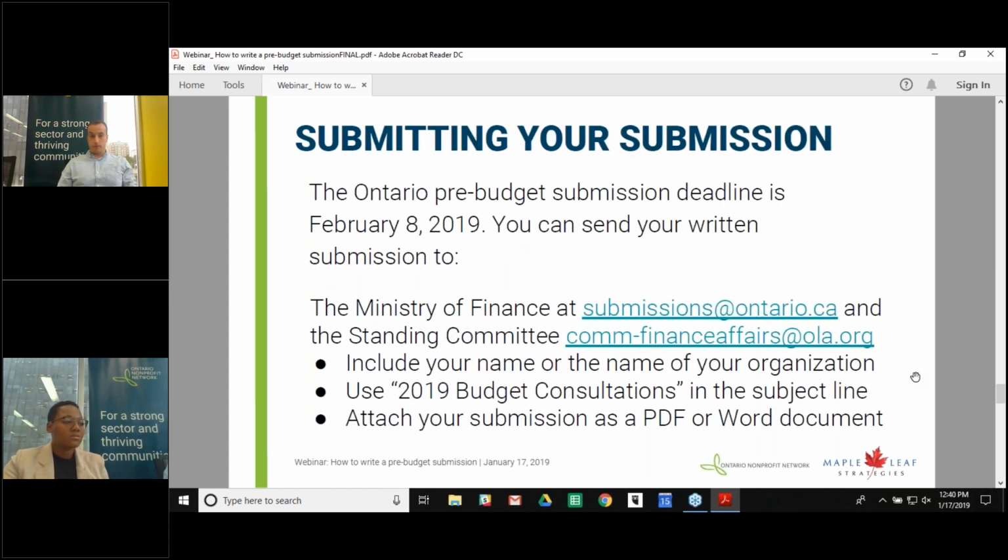So I think this is the close of it. Just some notes on submitting your submission. The deadline to submit your pre-budget submission is February 8th. You can send it to the Ministry of Finance. Also, please send it to the Senate Standing Committee on Finance, because they may read it as well, even if you're not included, as John said, in the consultation itself. That provides you with an opportunity to submit it, and they'll definitely probably read that document.